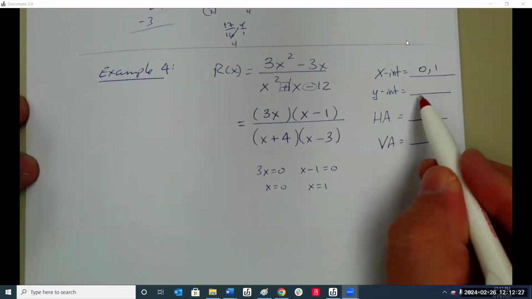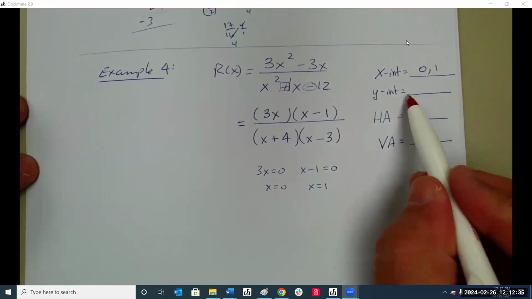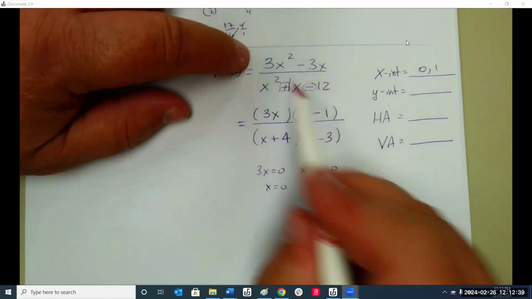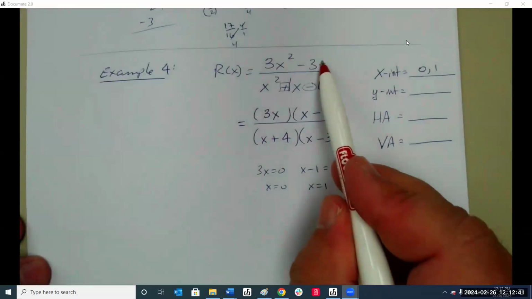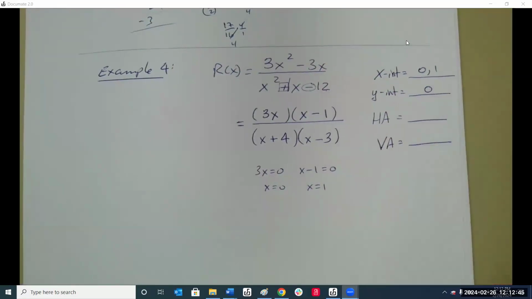What are my y-intercepts? Or intercept. How do you find the y-intercept? Yeah, so there's all these x's, just cancel them out. So we got 0 over negative 12, which is 0.